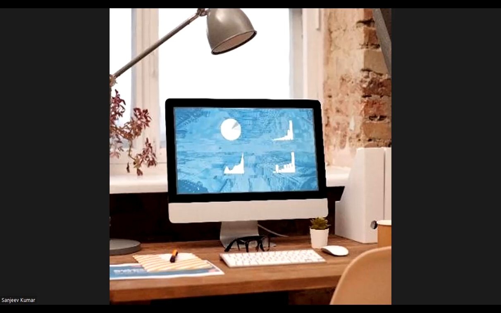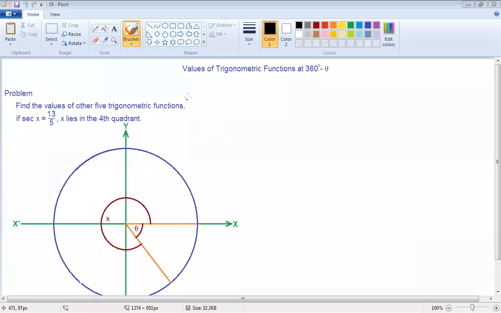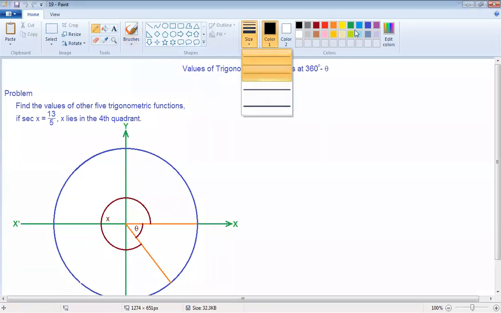I am opening the next page. There is a problem based on this formula, that is, the trigonometric ratios of 360 degree minus theta. And this screen is visible, I hope. Sir, yes. Now the problem is: find the values of the other 5 trigonometric functions.